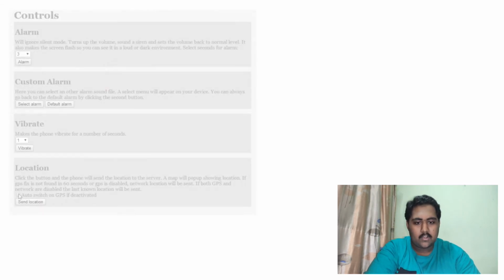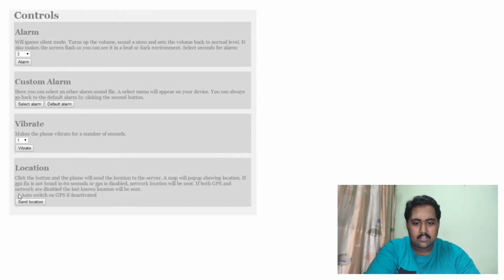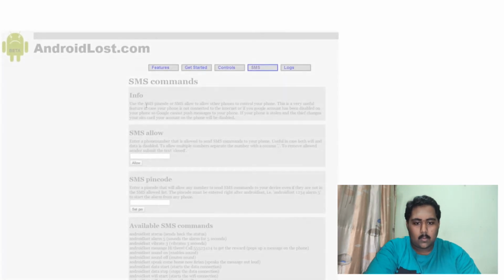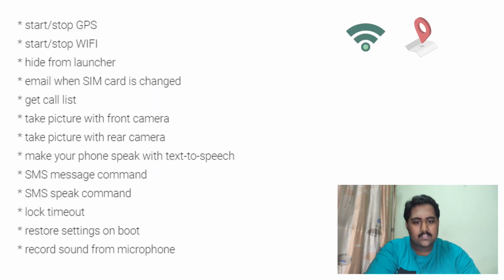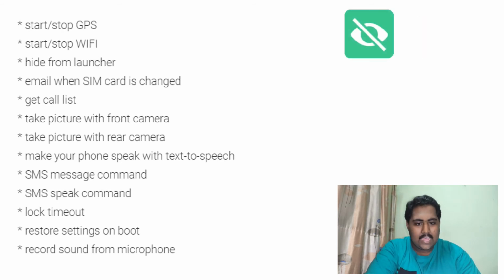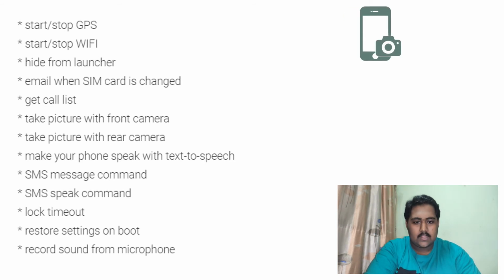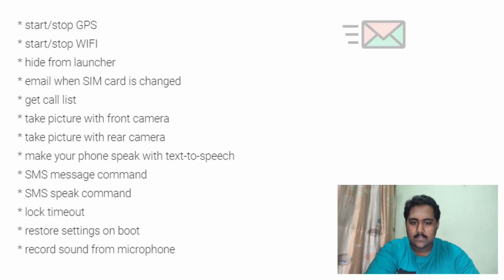Seventh, remote SMS alarm and SMS log service. Eighth, wipe phone via SMS if online panel isn't accessible. Ninth, start or stop the Wi-Fi and GPS on your smartphone remotely. 10th, hide the app icon from the app drawer to prevent anyone from uninstalling the app once it's lost. 11th, take pictures of the surroundings with the front and rear camera of the device. 12th, get an email when the SIM card is changed.